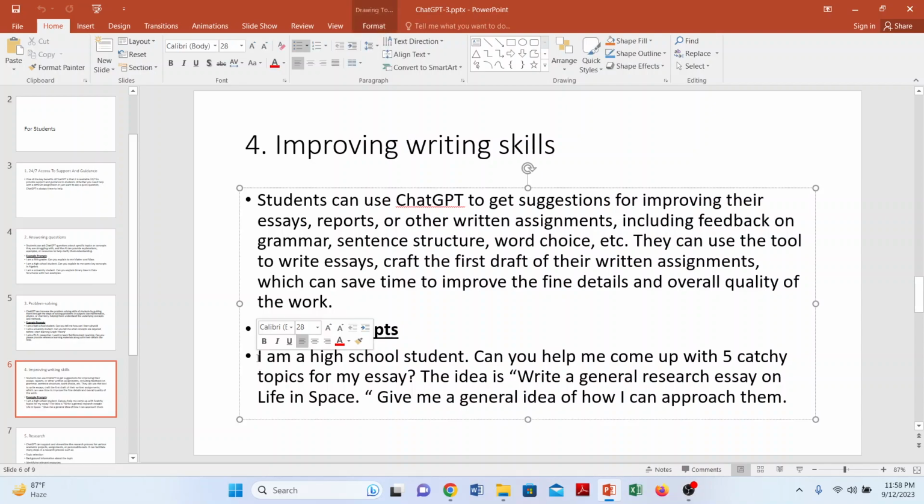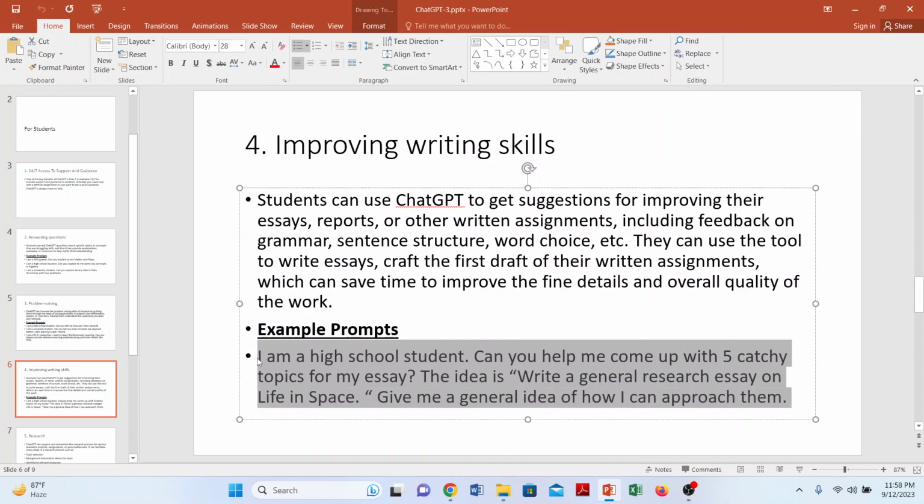If you are a high school student, you can ask: can you help me come up with 5 catchy topics? If you want 3 topics, you can change the prompt, and if you want more topics, you can add that to the prompt. The idea is to write a general research essay on life in space and give me a general idea of how I can approach it.